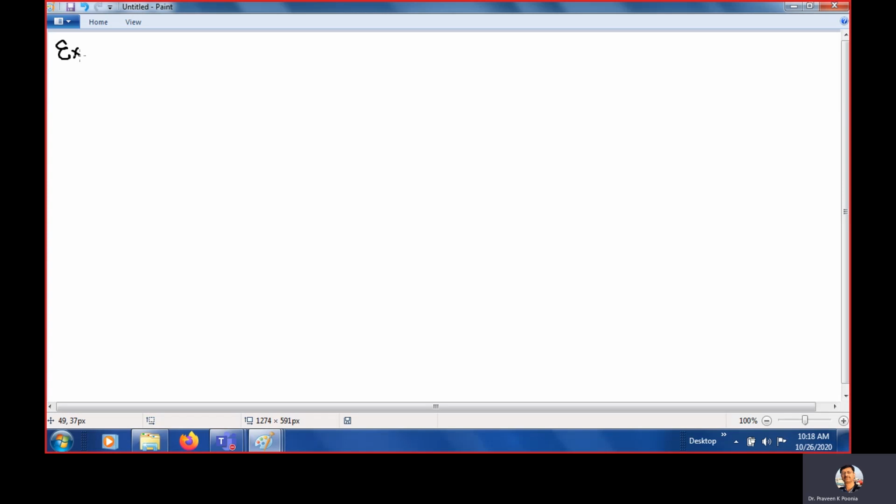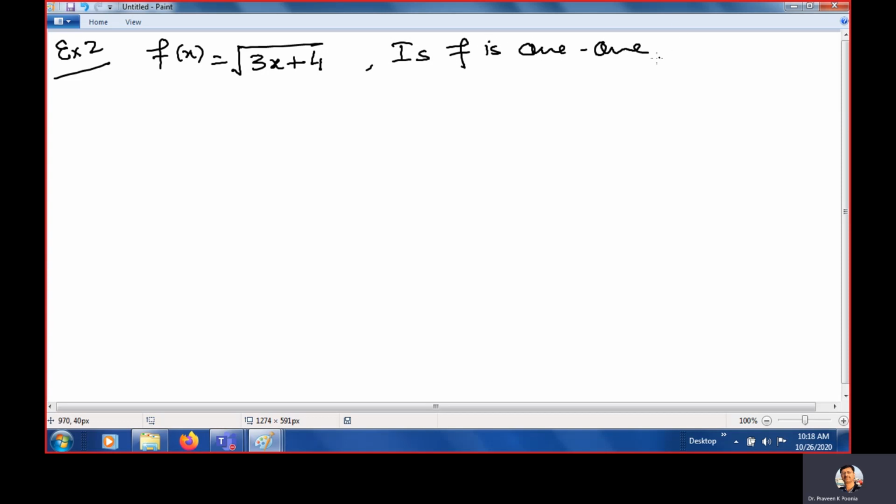Clear? We will take another example, example number 2. If f(x) is equal to say root of 3x plus 4. Clear? The question is whether f is a 1, 1 function. So we need to check whether it is 1, 1 or not 1, 1. We will start with f(x1) equals f(x2), and this is square root of 3x1 plus 4, and square root of 3x2 plus 4.